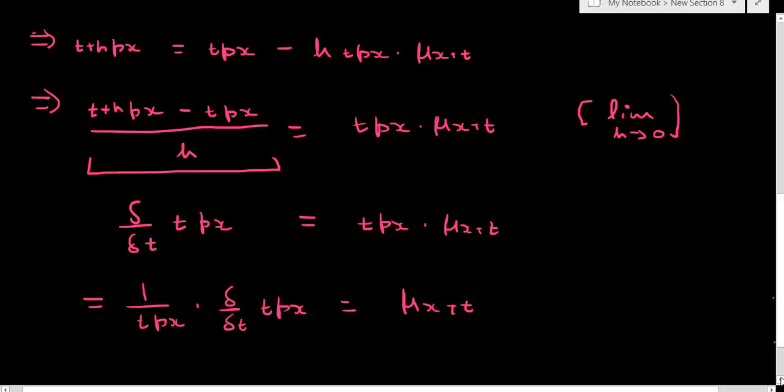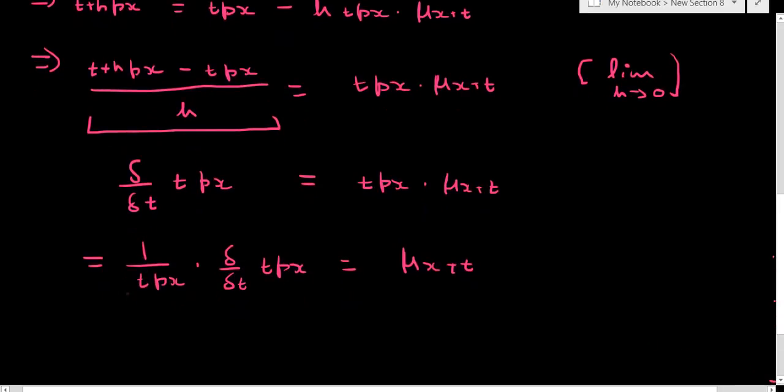Now finally, if I want to change this, this would imply that this is nothing but the derivative of the log of TPX, because I've got a log derivative here, and then I've got a derivative of TPX and product. So I can just write it as d by dt of ln of TPX. Ln is of course the natural log and is equal to mu x plus t.